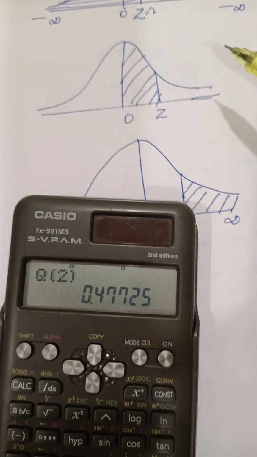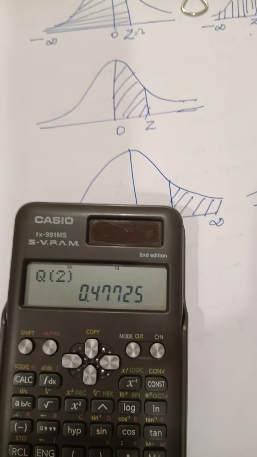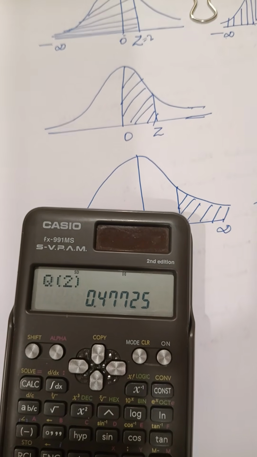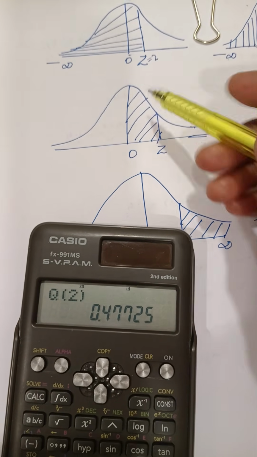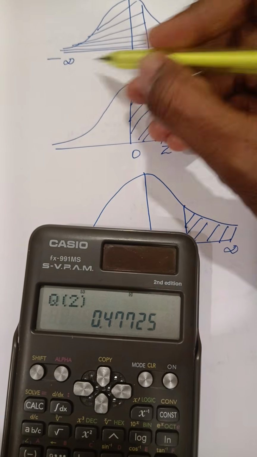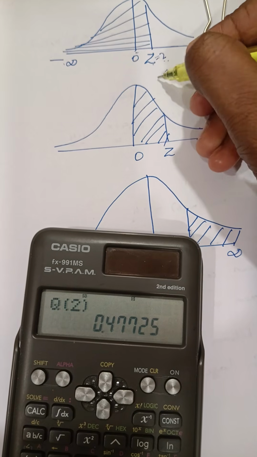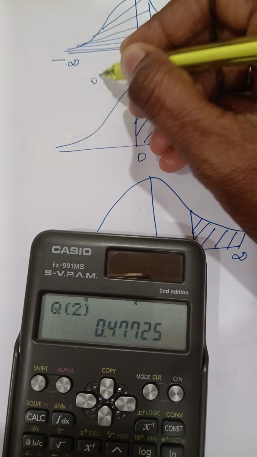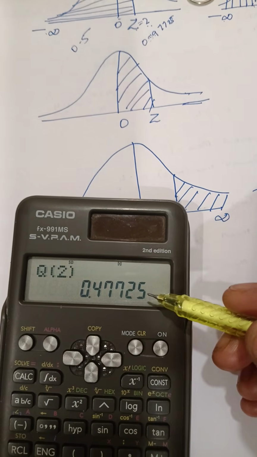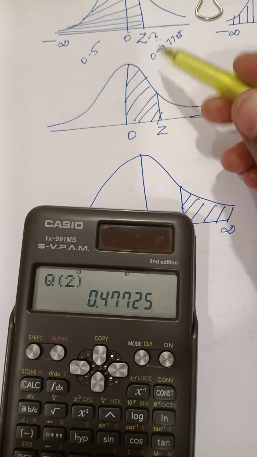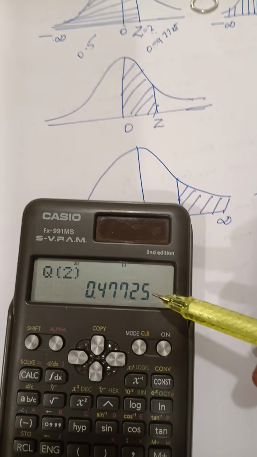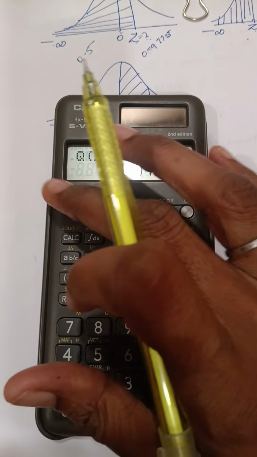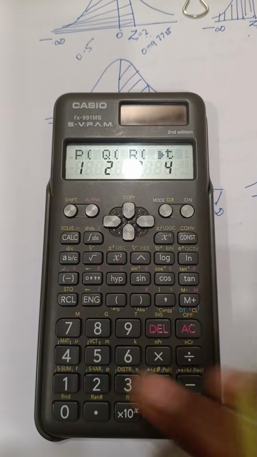You can use other numbers, I have just fixed one number as 2. So this is 0.47725. As in the previous case, we got the probability from minus infinity to Z equal to 2 as 0.97725, which is 0.5 plus 0.47725. So 0 to Z probability is 0.47725.